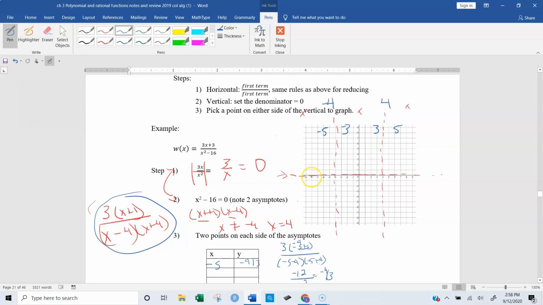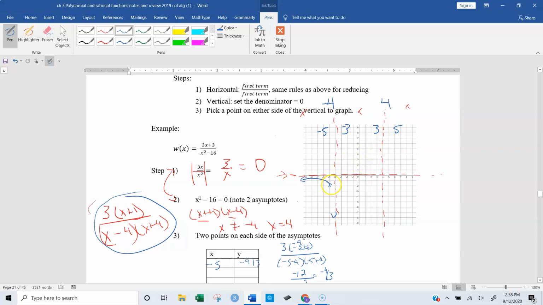So we go to -5, negative 4/3, and -1 1/3, which is right about there. And that's all we need because we only have two boundaries here. So with that point, I'm going to approach the y-axis from the bottom, and I'm going to approach -4 from the side. First part of my graph.